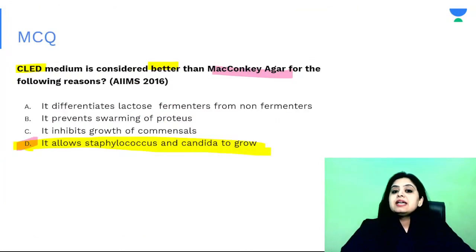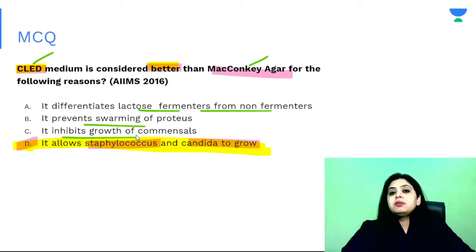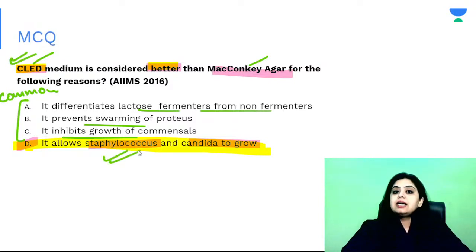So coming back, is the CLED media considered better because it allows all the other gram positives also to grow? Yes, that is right. All the others are common points. Look, whether it is CLED or MacConkey, both of them are going to help me differentiate. Both of them prevent swarming. Both of them prevent the growth of other organisms. These are common points. The better reason for CLED is that it is allowing other organisms also to grow. Is it clear up to here?